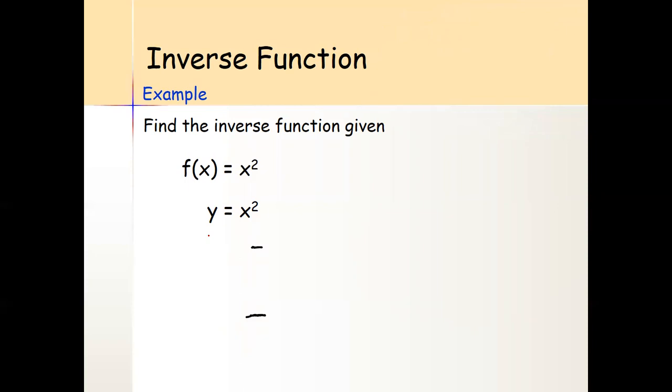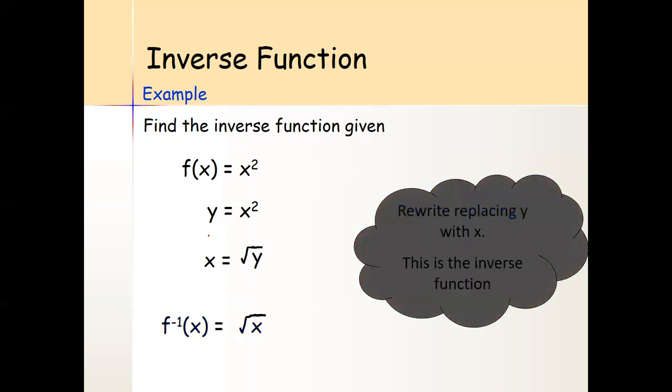So we need to change the subject. So then x becomes square root of y. And then to write f minus 1 of x, you change the y into an x. And now we've got our answer. F minus 1 of x is just square root of x. Two things: change the subject and then switch the y into an x. And that's you. You've got the inverse of your function. Okay?